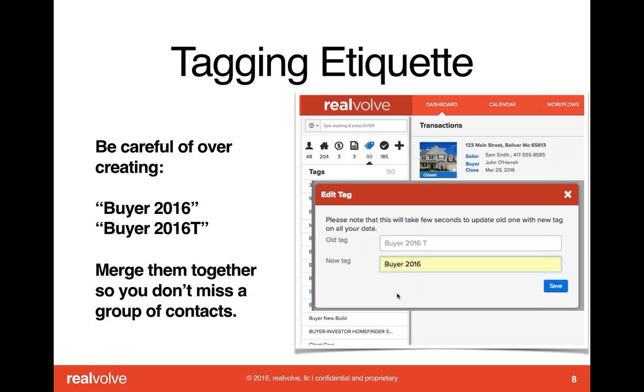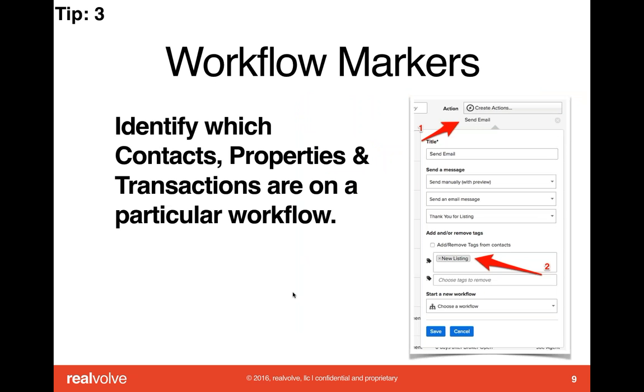If it was the only one, and you just wanted to rename it because it didn't quite make sense, you can rename them. But you can also rename an existing tag to another tag that's already in there, and it will merge those two tags together. In this case, I already had a buyer 2016. I want to take that old tag and anything that's tagged with buyer 2016T, rename it with the buyer 2016 that already exists. And that will effectively merge those two tags together. Hope that makes sense.